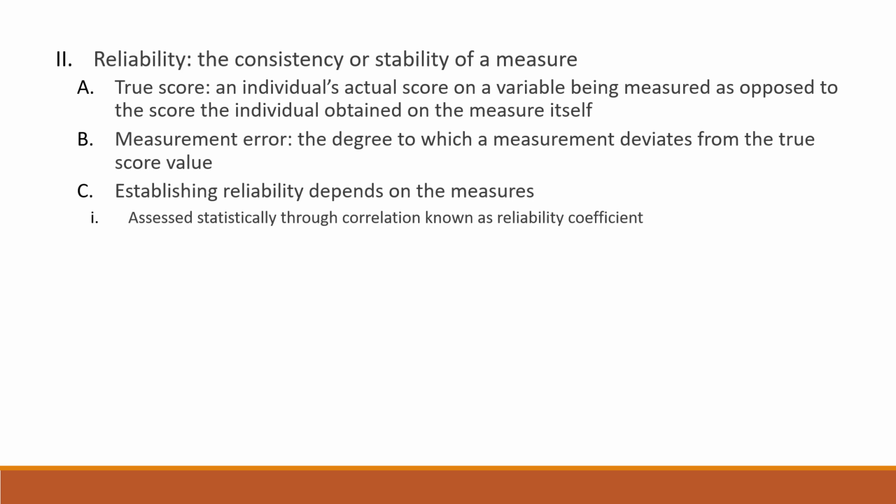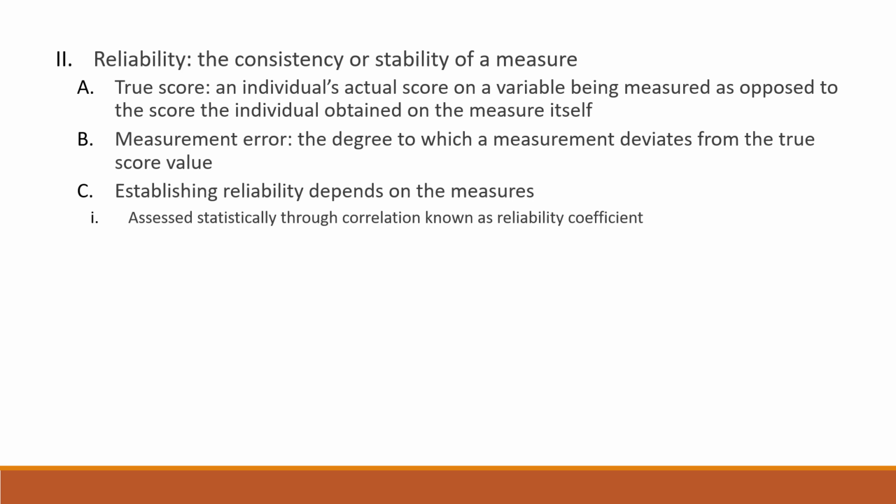Establishing reliability depends on the measures being used. It can include training researchers on how to report behavior, phrasing questions correctly, or making sure electrodes are placed correctly each time. And reliability tends to increase as the number of items or measures increase. Reliability is assessed with statistics through correlation with other measures that should be related.